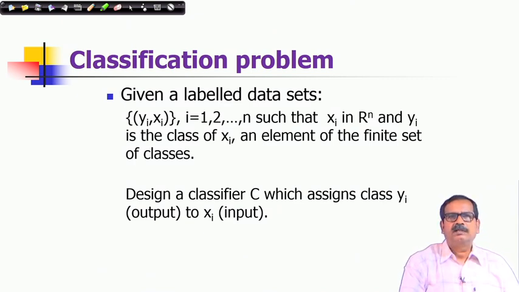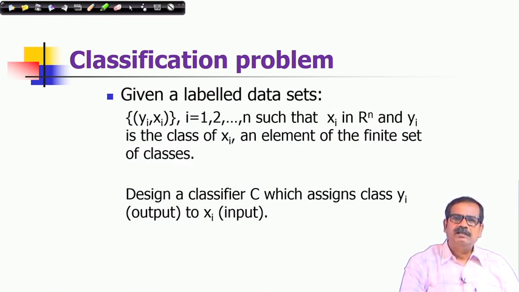problem definition of a classification task. Here you have a labeled data set given in the form of (yi, xi). Note here, xi is the data point. This is an n dimensional vector. As you know, every object in an abstract way is represented as a feature vector in an n dimensional real space. So, xi is such a point in an n dimensional real space, and yi is its class.